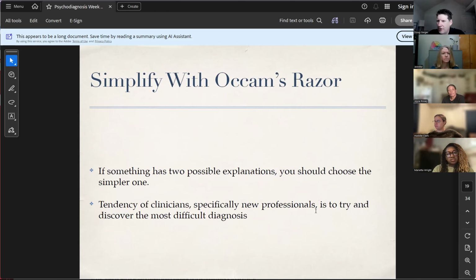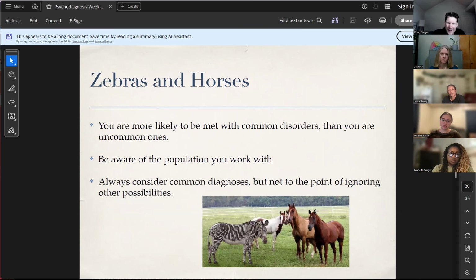Do y'all know what Occam's razor is? It's like, what is the simplest answer, right? If something has two possible explanations, you should choose the simpler one first. Yeah, right here. Okay, so we call this zebras and horses, right? Aren't you going to see more horses than zebras if you're in Missouri or wherever you're, Texas, all that? You're probably going to see more horses than zebras unless you're at a zoo. So what this is really telling you is you're more likely to be met with common disorders than with uncommon ones.